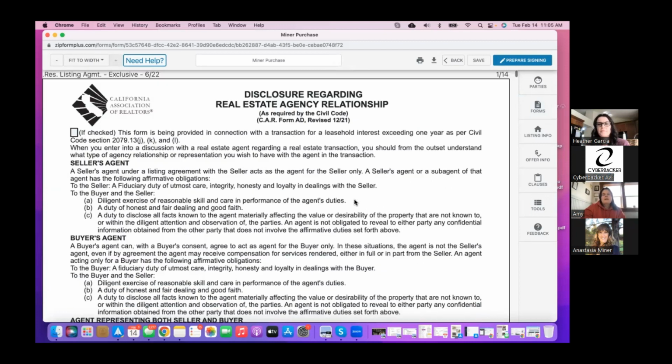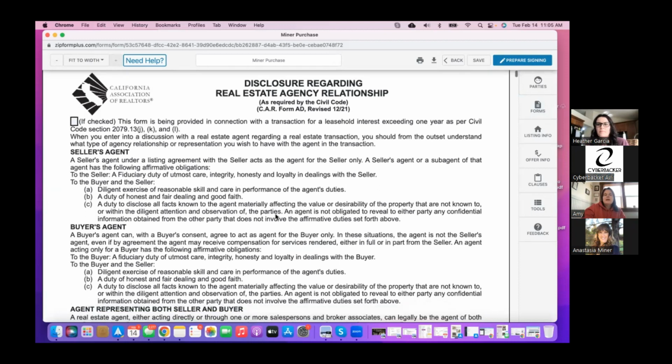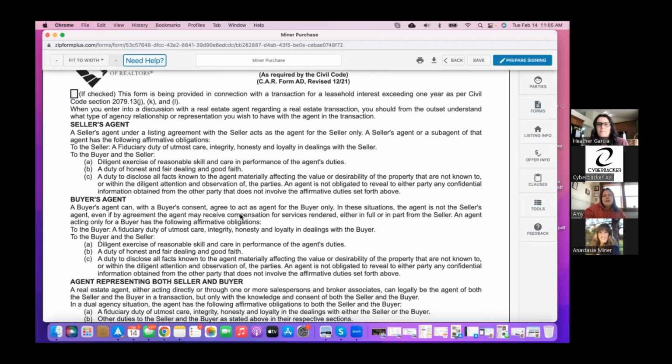Okay, so the residential listing agreement has documents that are included with it. Do not delete them, do not eliminate them. They must be included with it because there's boxes checked inside the listing agreement that say these are included. One of them is that disclosure regarding real estate agency relationship. Again, this form just tells somebody how they can be represented in a real estate transaction.